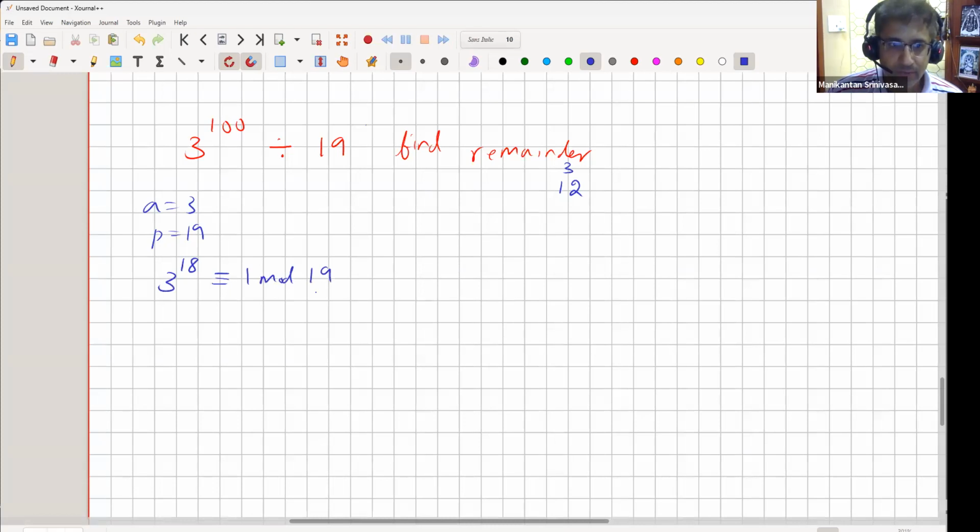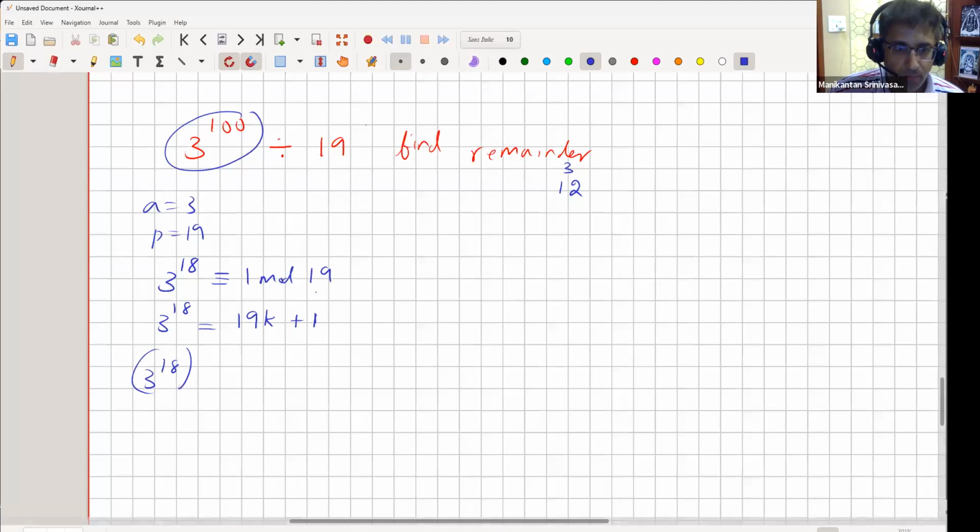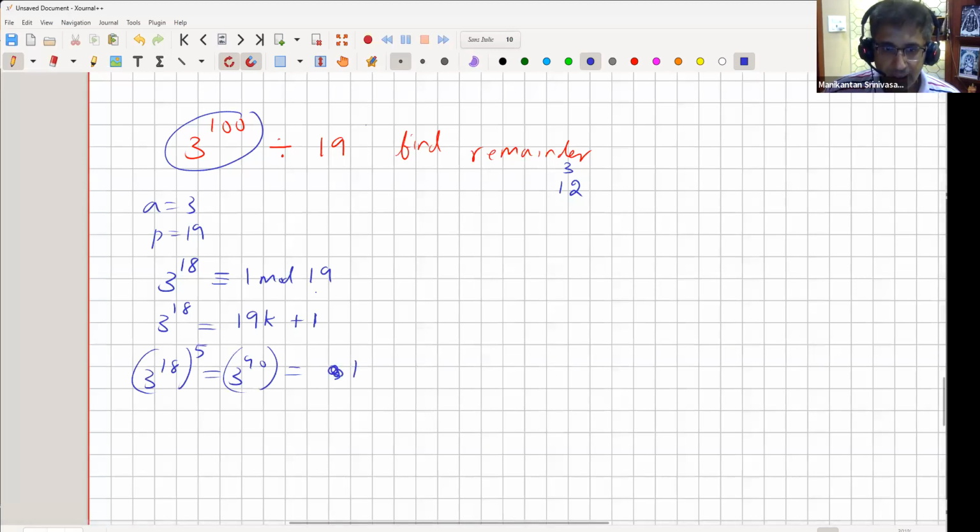Which means 3 power 18 is a number which is 19 times some integer plus 1. That's what it means, right? It's some multiple of 19 plus 1. So now I want 3 power 100. So I can say 3 power 18 whole power 5 is 3 power 90, right? Which is nothing but (19k plus 1) whole power 5.